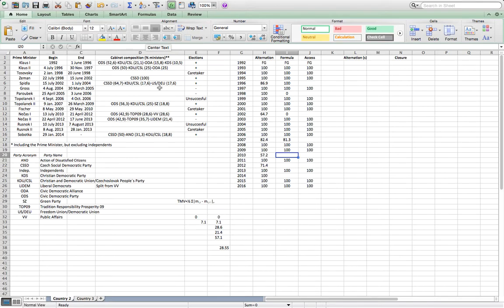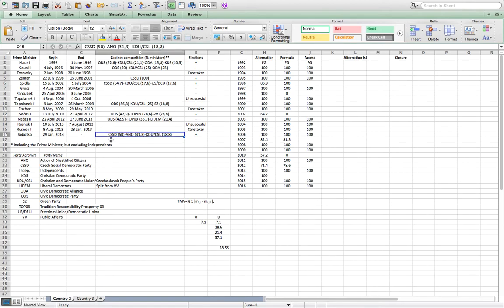2010, we have ODS again in government, but not with any of the parties that have been in government before. It's the first time that ODS is with Top 09 and Public Affairs, VV. Therefore, the governing formula is innovative. In 2012, we have that ODS and Top 09 have been together before in formula, so you already know what you have to do. You add up the percentage of ministers for these two parties, and you get a score of 78.6 in formula. And in 2014, you have to look.